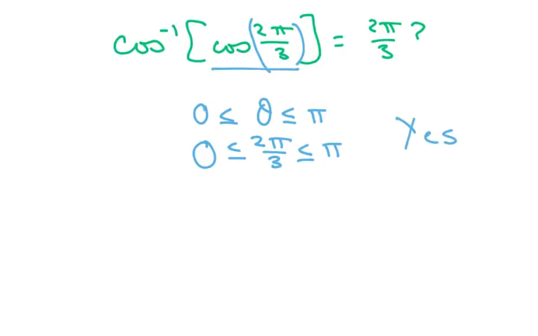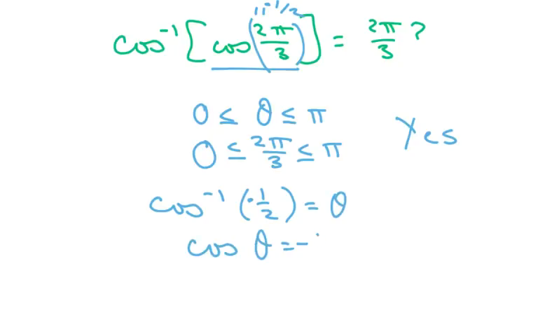Or you could also verify this. Cosine of 2 pi over 3, this equals negative 1/2. And then you take the inverse cosine of negative 1/2, and you set it to theta. And so cosine of theta equals negative 1/2. So theta would be 2 pi over 3.